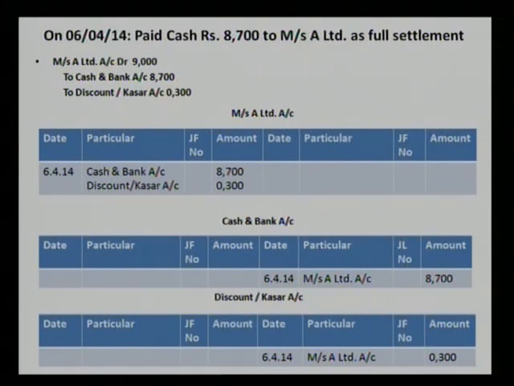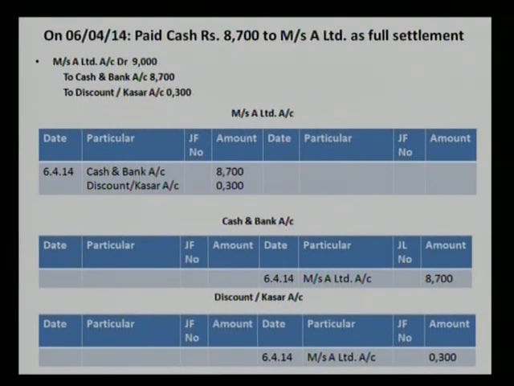First one, we have to debit the Messrs A Limited's account by 9,000 rupees, but at the particular column we have to mention 2 of the separate accounts of the counterpart, that is cash and bank account by 8,700 rupees and discount or the Kasar account by the respective amount of rupees 300.